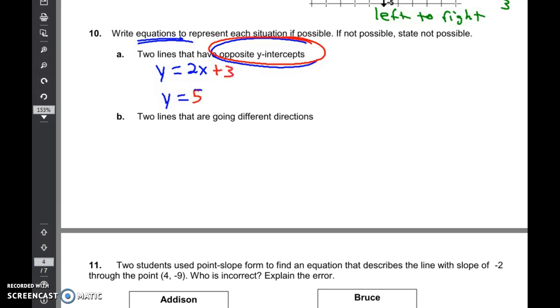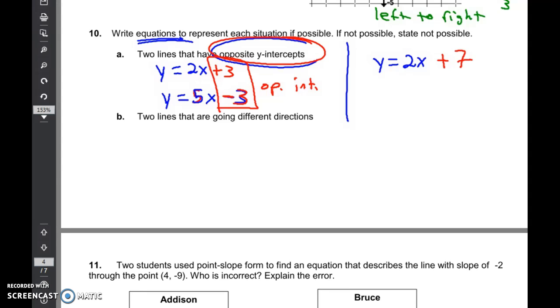I could do 5x minus 3. So it's this part right here that gives me the opposite intercepts. Another example. You only have to do one example. So, but another example could be y equals 2x plus 7, and then y equals 9x, and then to get the opposite intercept, minus 7. This part right here is the opposite intercept part.